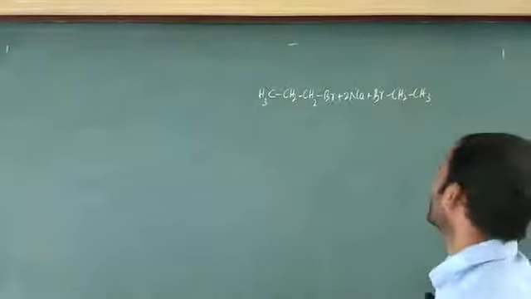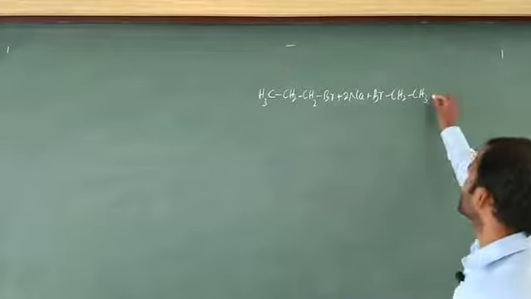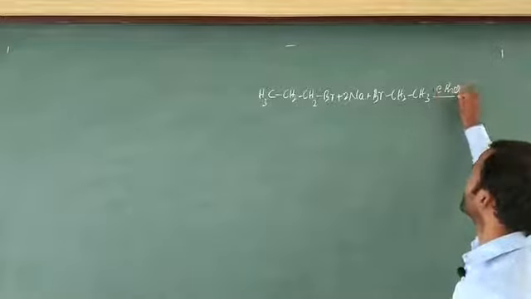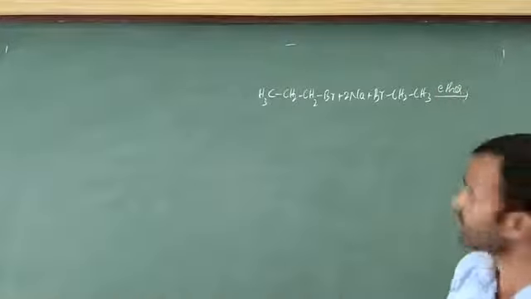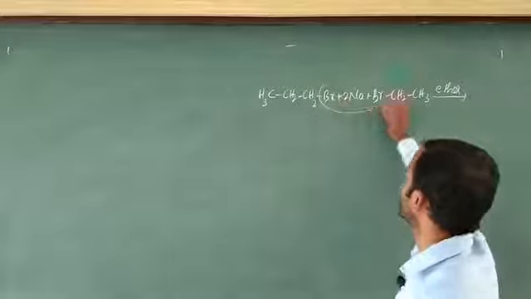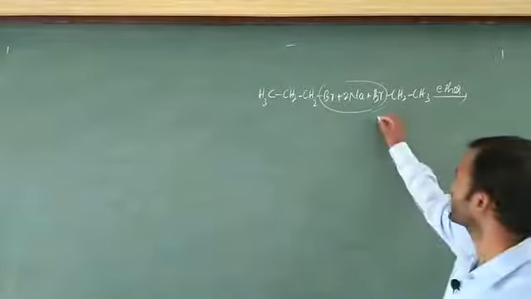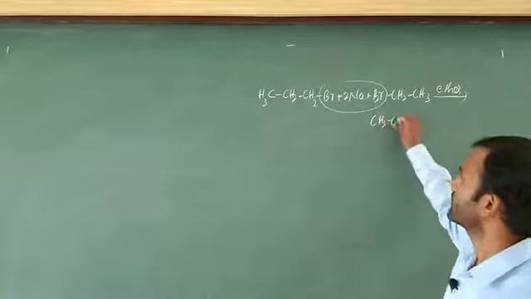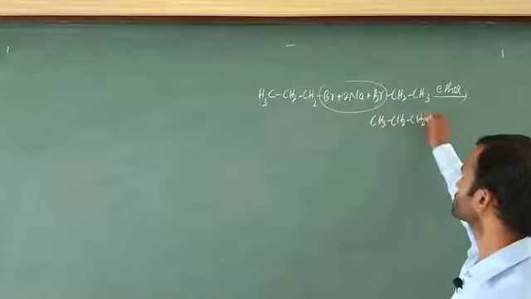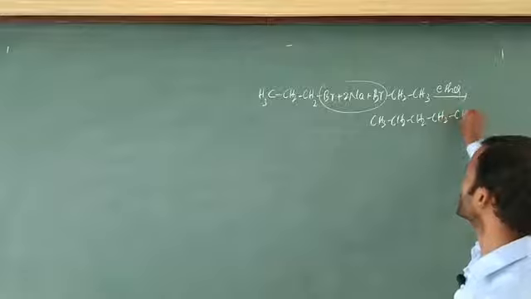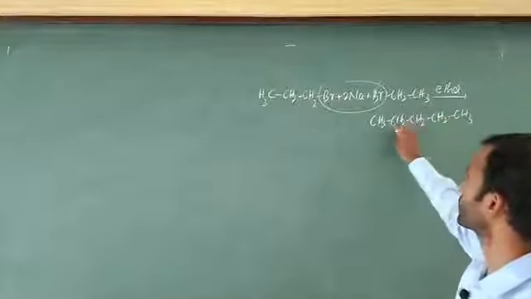In this case, in the presence of ether, your aim is to remove the 2 moles of NaBr. Finally, you are going to get a product: CH3, CH2, CH2, CH2, CH3.